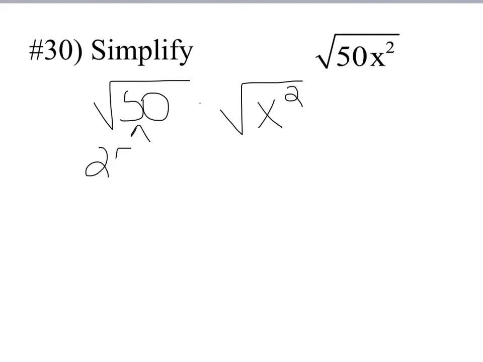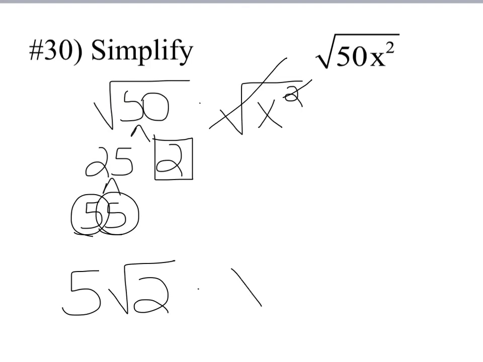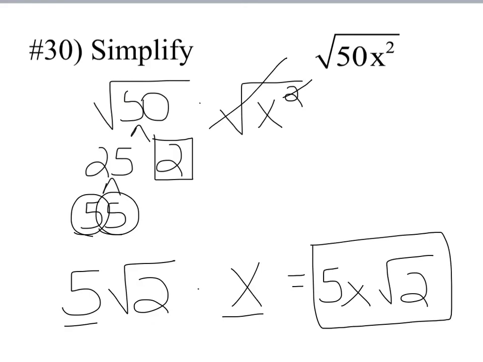50 is 25 and 2, and 25 is 5 and 5. Because my index is 2, I need a number to repeat twice before I can bring it out front. 5 repeats twice, leaving me with a 2 under my radical. And then here, remember, your square root and your square cancel, leaving you the absolute value of x, which is just x. So I'm going to multiply what's outside of my radical together, which is just 5x, times the square root of 2.